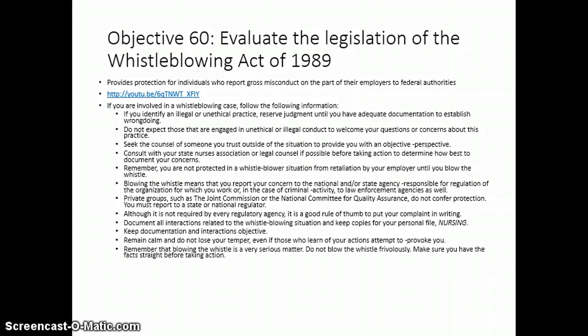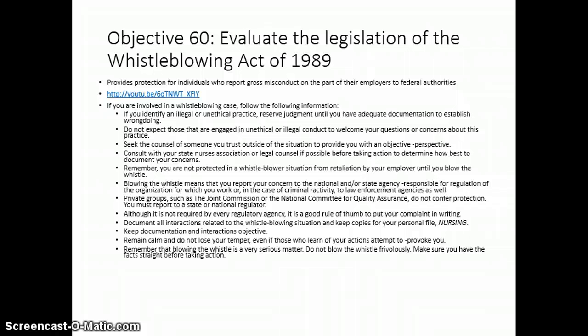Objective 60 says evaluate the legislation of the Whistleblowing Act of 1989. If you've heard of LRON, you've heard of whistleblowing. Whistleblowing occurs when you report gross misconduct as part of employers to federal authorities. Basically, whistleblowing is gross misconduct that you report.